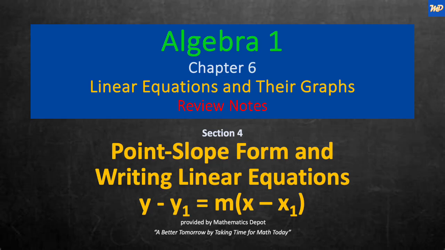This video covers Chapter 6, Section 4, titled Point-Slope Form and Writing Linear Equations. By the end of this video, you will have reviewed methods for using point-slope form of a line for graphing. This includes using point-slope form of the line, writing equations in point-slope form, and then using 2 points to write an equation. At the end of the review, you will be writing linear equations using data from a table, and then you'll look at a real-world problem.